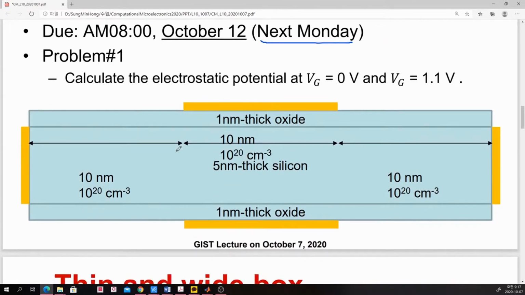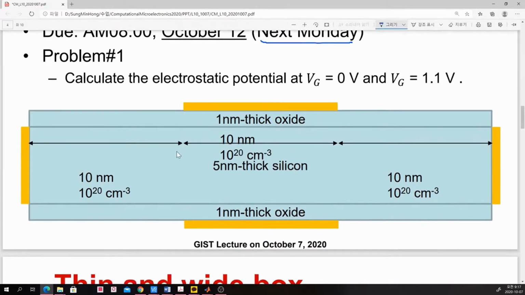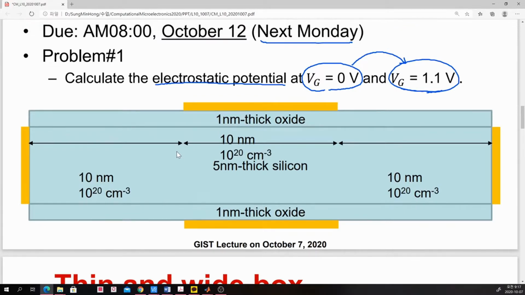And this is the problem. Calculate the electrostatic potential at low gate bias and high gate bias. Of course, you cannot directly jump into 1.1 volt. That will not be successful. So in order to reach your target voltage 1.1 volt, you have to introduce intermediate bias conditions. So that is understood. I will just explain the model system you have to solve.